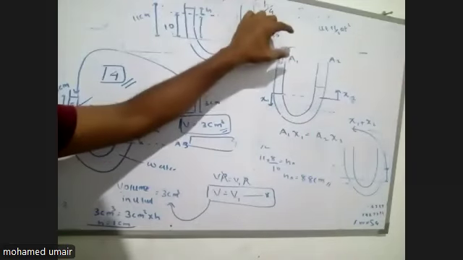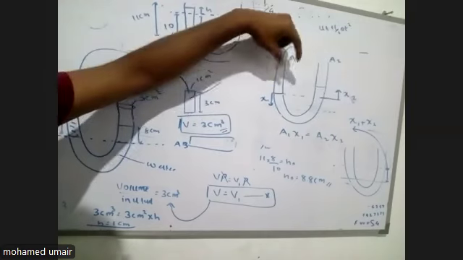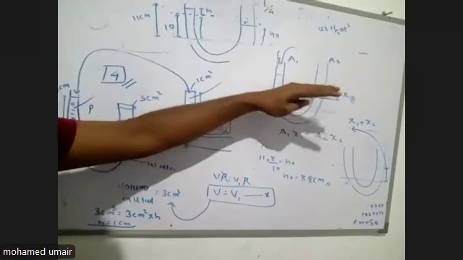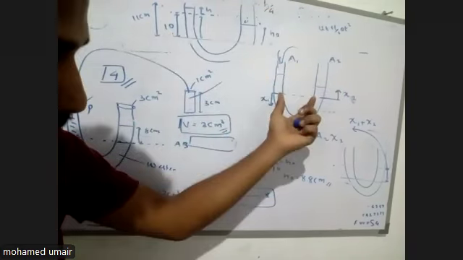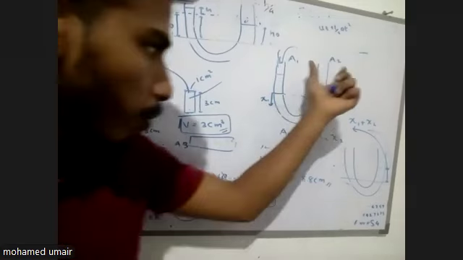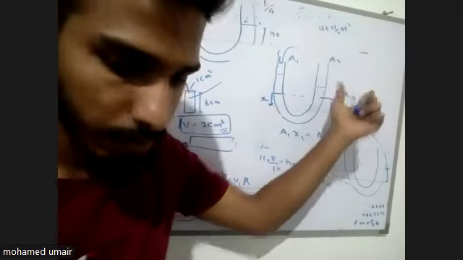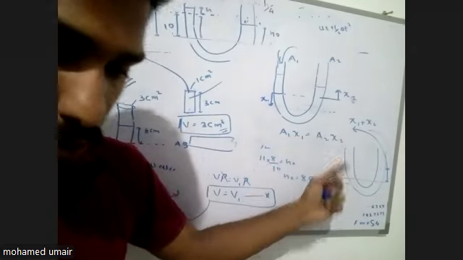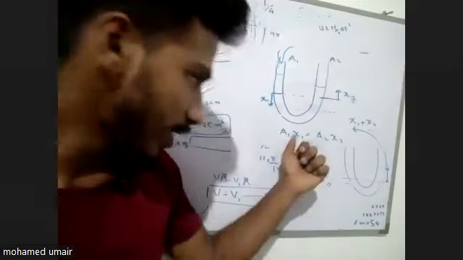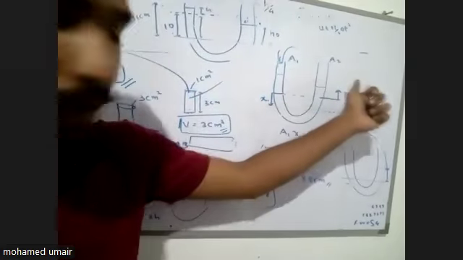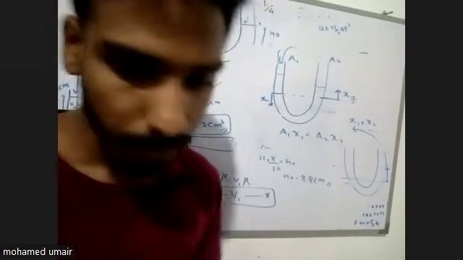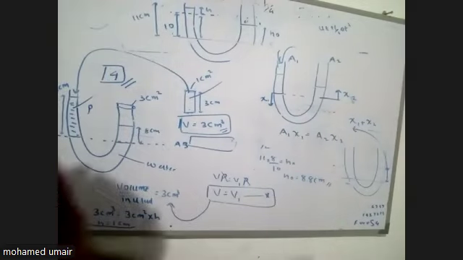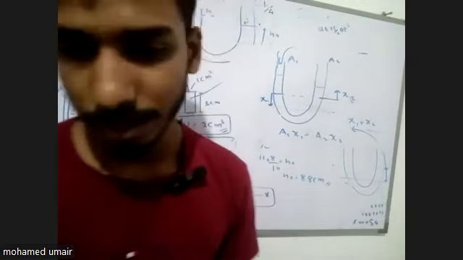Whatever volume created here is displaced. So the volume displaced here is equal to the volume covered by the other side. So A1 x1 is equal to A2 x2. So only if the cross-sectional areas are the same will the same height be displaced. So using this, just try that, okay? Let's see whether you're going to get the answer.